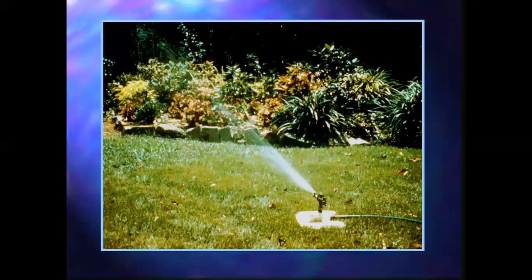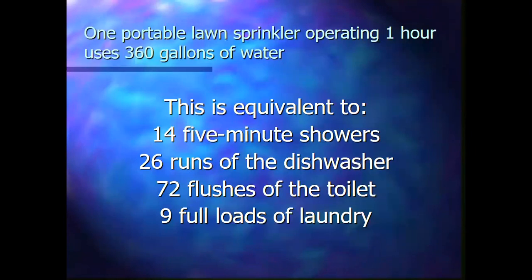All right, a lawn sprinkler. We can save water by learning when to water, how much to apply, and the most efficient way. A single oscillating lawn sprinkler like the one shown here will typically use 6 gallons of water per minute or 360 gallons per hour. Look at this. Using 360 gallons of water is equivalent to 15 5-minute showers, 26 runs of the dishwasher, 72 flushes of the toilet, 9 full loads of laundry. So that's a lot of water. Maybe we can find ways to reduce that water usage.